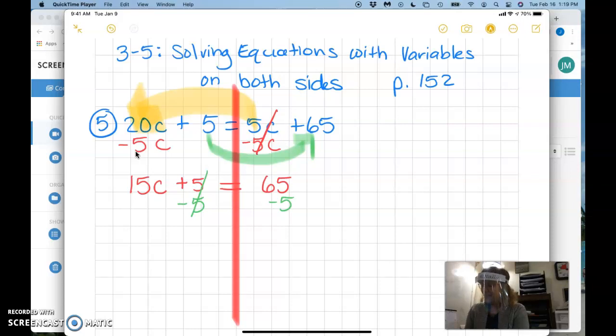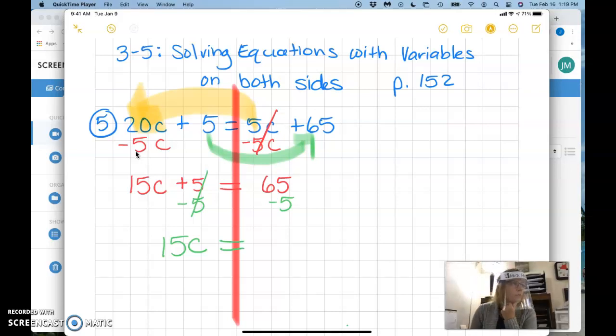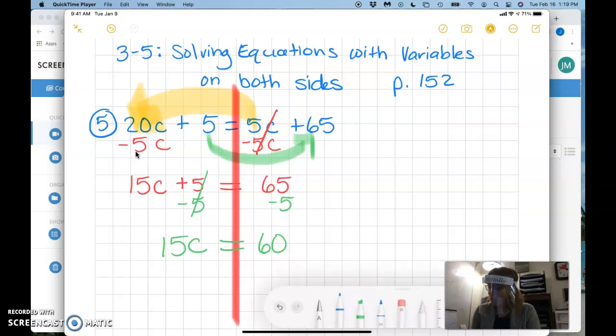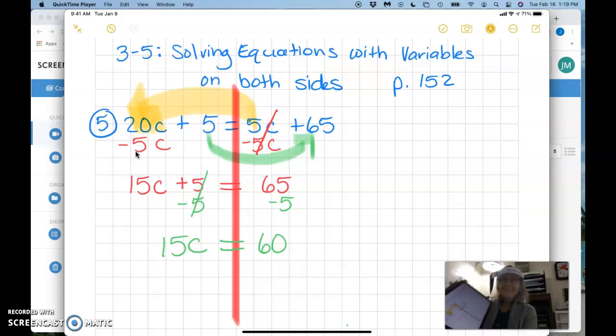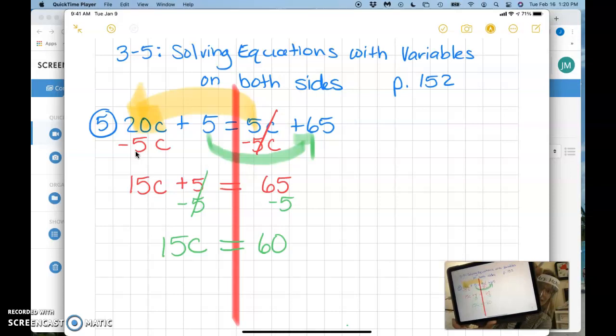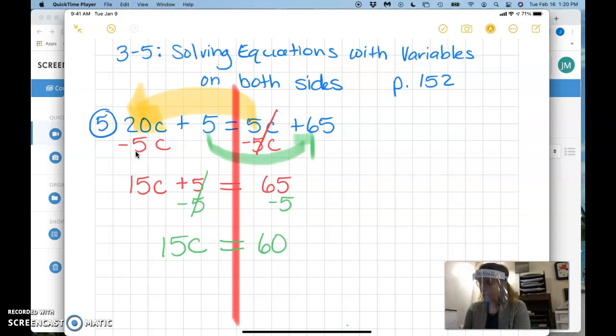All right, so now I got 15c on the left side. And what is 65 minus 5? 60 on the right side. And now, how do I get that c alone? What is my final step? Put 15 underneath 60. Yes. So I'm going to divide by whatever's next to my c, which is 15. So I'm going to divide both sides by 15.